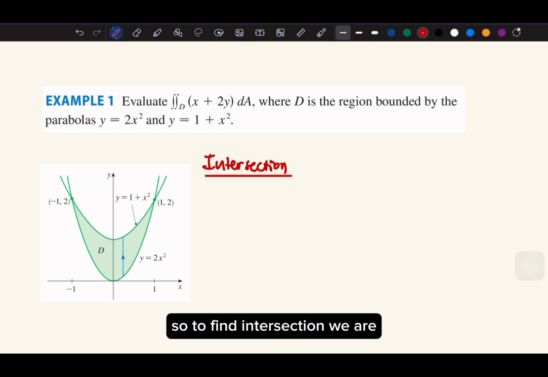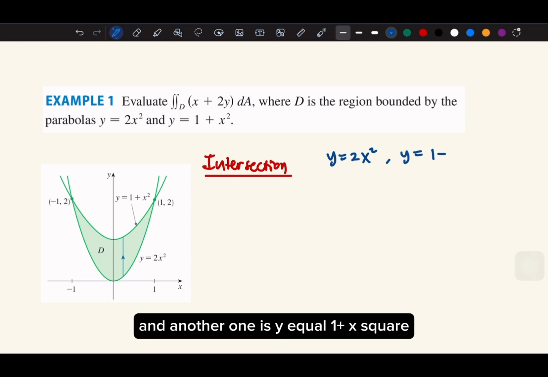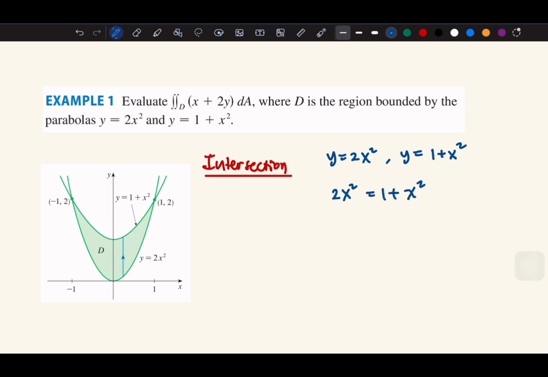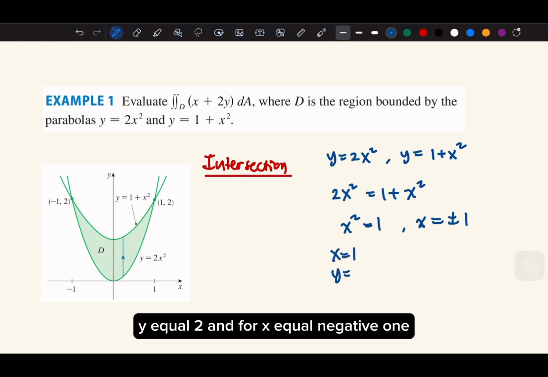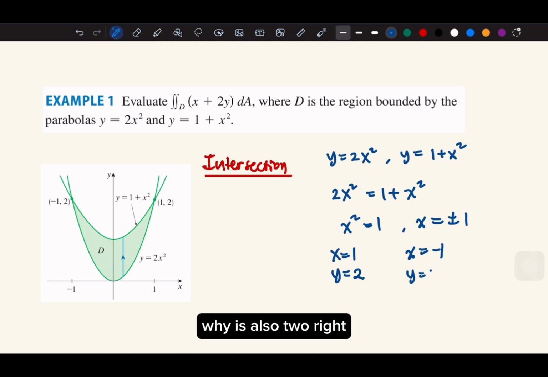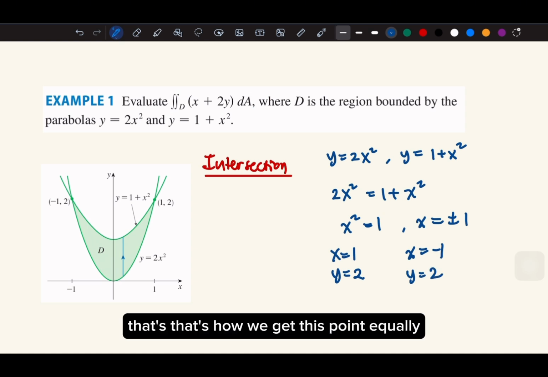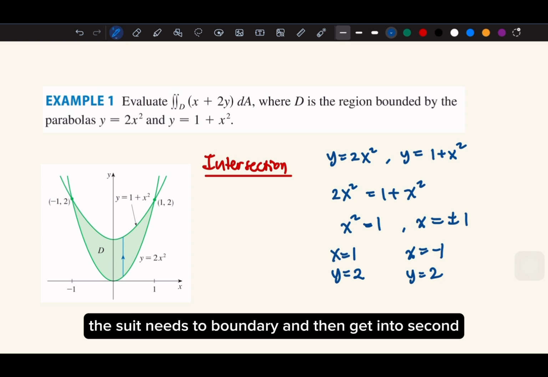So to find the intersection, we are going to equate the functions. We have y equal to 2x squared, and the other one is y equal to 1 plus x squared. We equate these two and solve, and this will be plus or minus 1 for x. So when x equals 1, y equals 2, and for x equals negative 1, y is also 2, right? That's how we get this point, by equating these two boundaries and getting the intersection.